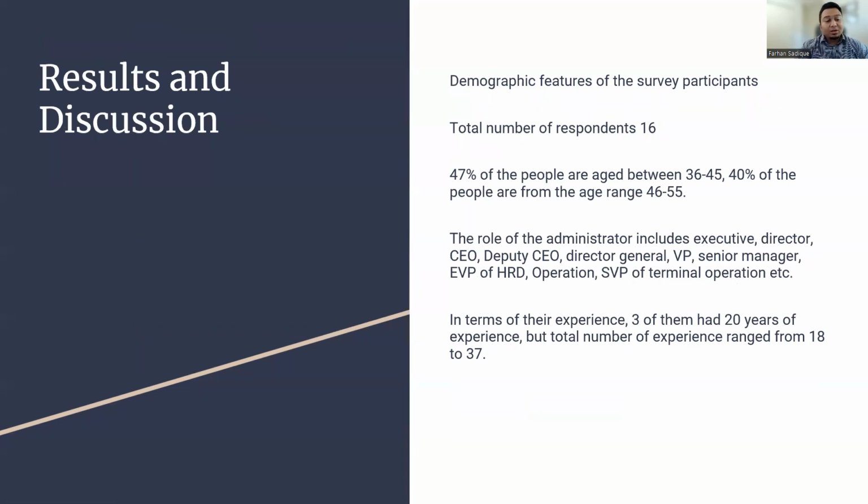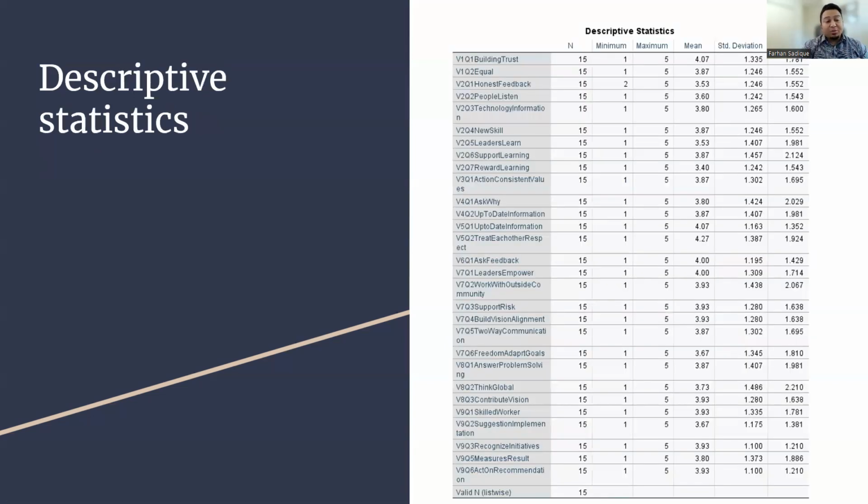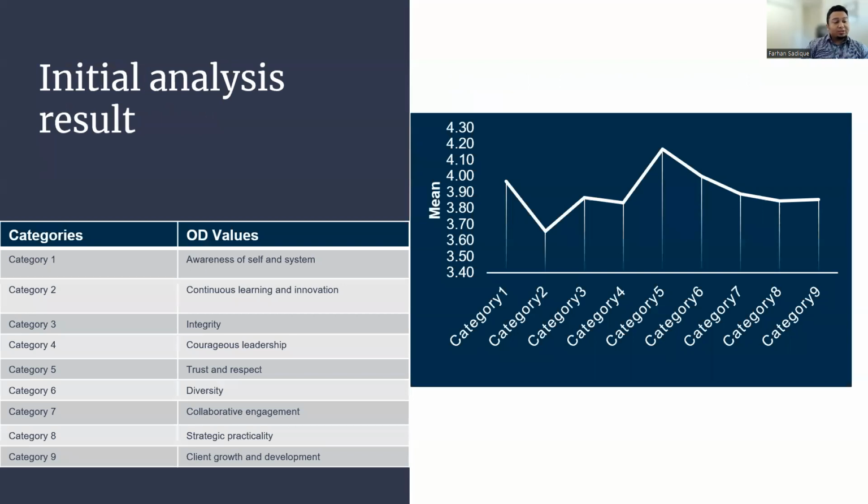So we are pretty satisfied so far with the tool. Looking at the 16 respondents to our survey, 47% are aged between 36 to 45, and 40% are around 46 to 55 years old, and they represent a huge number of public administrators. In terms of experience, 3 of them have 20 years of experience, and the total range of experience is between 18 to 37 years. I'm just sharing this data to make sure this is the market we are looking at, along with some descriptive statistics which will tell you what the data is looking like so far, and how we are going to interpret the data.